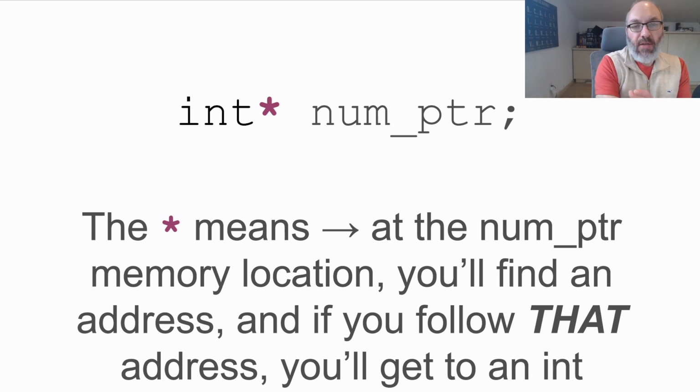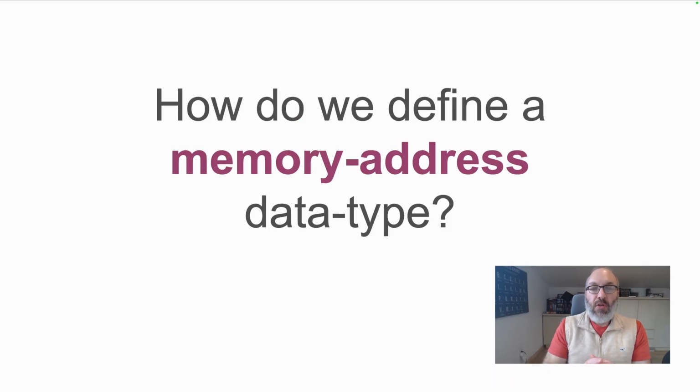And that's this part in front of the star. That's the int in front of the star. It's telling us what you'll get to if you were to follow the contents of the pointer. And this is true if we had a string pointer, or a double pointer, or a char pointer. What it's telling us is that in that box, there's going to be an address. And if you follow that address, you're going to get to a char, or a string, or an int, or a double. So how do we define a memory address data type?